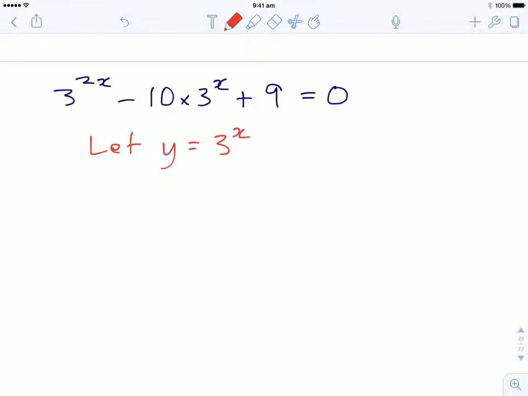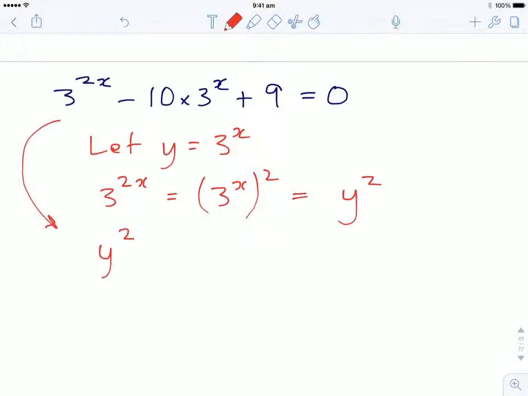So 3 to the 2x we can write as 3 to the x squared, right? Because we've got a power to a power, so here we just multiply those powers. So 3 to the x I've just said is y, so that's actually y squared. So this original equation becomes y squared minus 10 times y plus 9 is equal to 0.